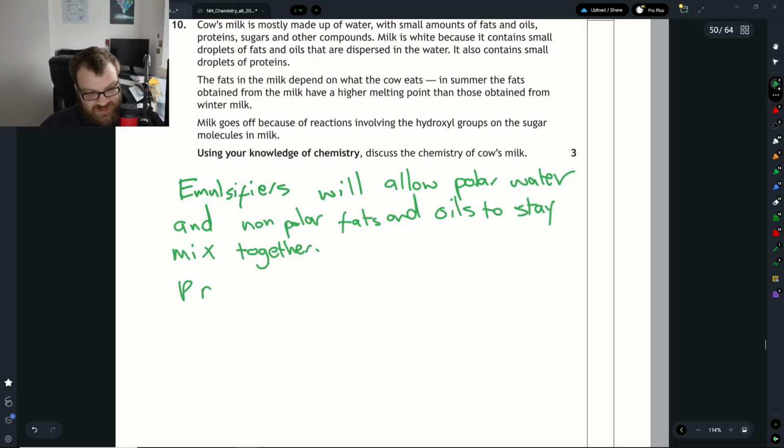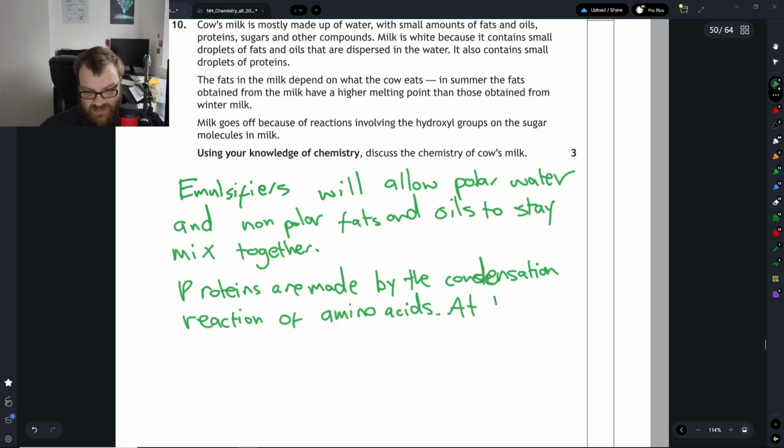Next item I'm talking about proteins. Proteins are made by condensation reaction of amino acids. At high temperatures, they can be denatured and change their shape.